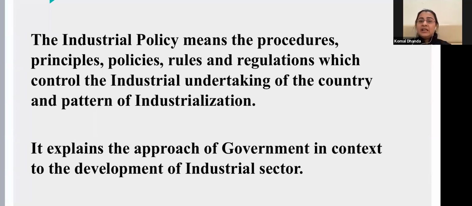Basically, it explains the approach of the government in context to the development of the industrial sector. See, if your government is aiming more at rural industries and giving less focus to urban industries, that would be reflected in the industrial policy of that country, right? And that would show what kind of government you have. Whether it is focusing on rural areas or urban areas, on large scale industries or small scale industries. When you go through the industrial policy of any economy, you get to know the approach of the government of that particular country.